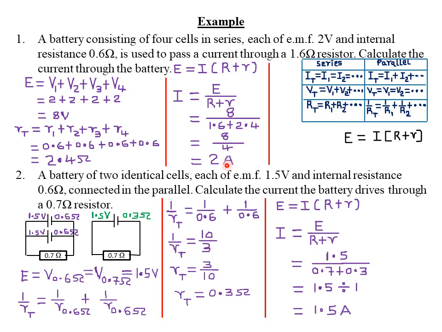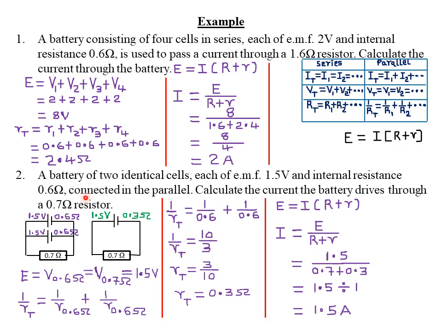So the most important thing to note is this particular formula. For any question involving internal resistance, this equation for the EMF must be obeyed. And we said that this equation can also be represented in other formats. For example, when you open the bracket, you will have IR plus Ir.